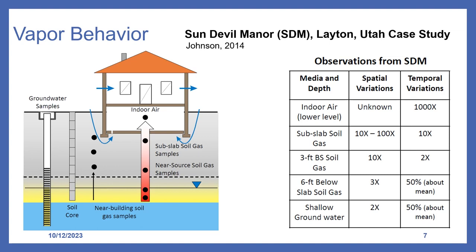So some of the lessons learned from this case study is that more variability in concentrations is observed the farther from the groundwater source. Subslab soil gas concentrations show between 10 times to 100 times in spatial variation and 10 times in temporal variation. Lastly, indoor air concentrations showed temporal variation up to 1,000 times.